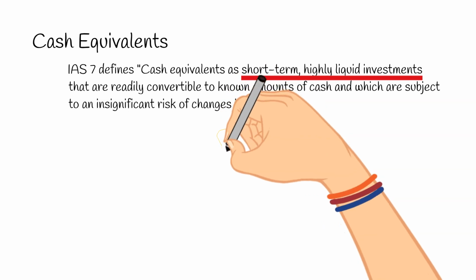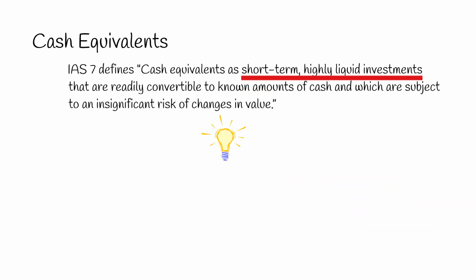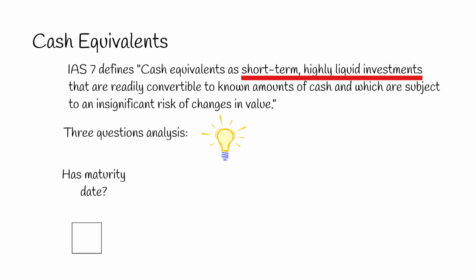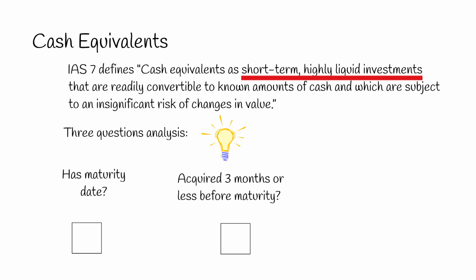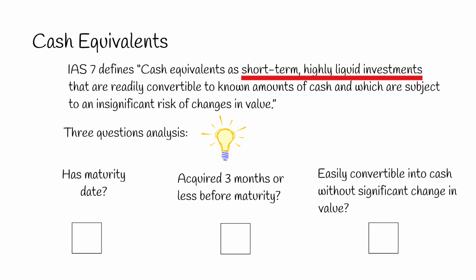Did you get that? Let me simplify it for you. Just ask yourself of these three simple questions. Does the investment have a maturity date? Was the investment acquired 3 months or less before maturity? Is the investment easily convertible into cash without significant change in value? If the answer to all these questions is yes, then the investment is qualified as cash equivalent.